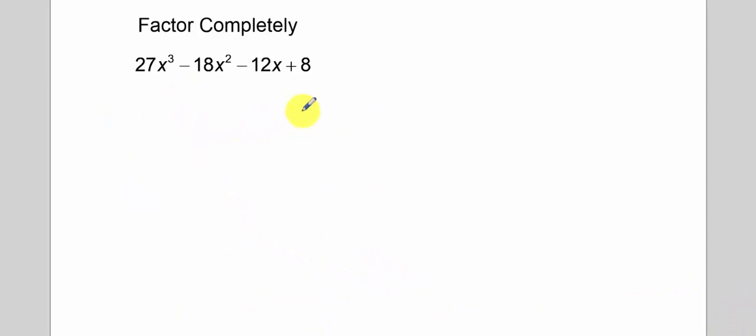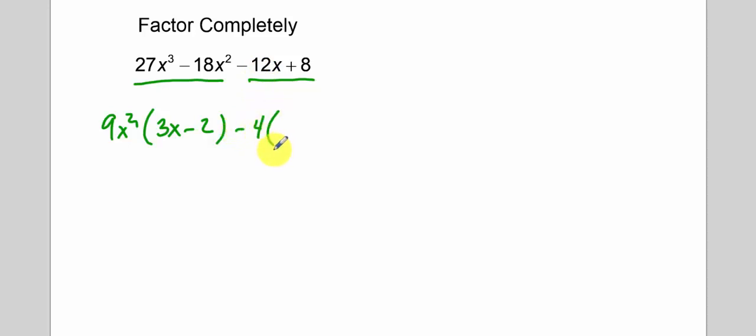Again, here's another likely group factoring. I have no variables in common this time, so I'll just start by grouping these two terms and hope this works out. Got a 9 in common and an x squared, leaving me with a 3x minus 2. And then I want a 3x minus 2, a positive 3x, so I'm going to pull out a negative 4 right here, leaving me with a 3x minus 2.